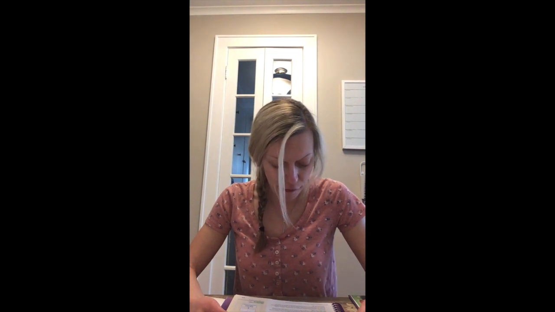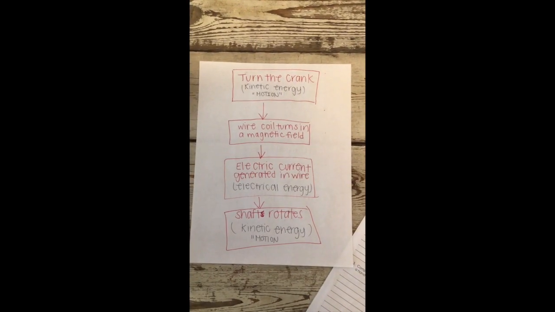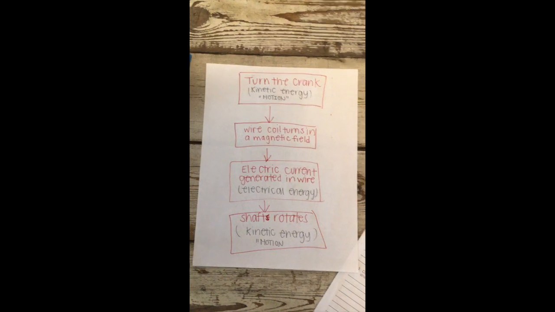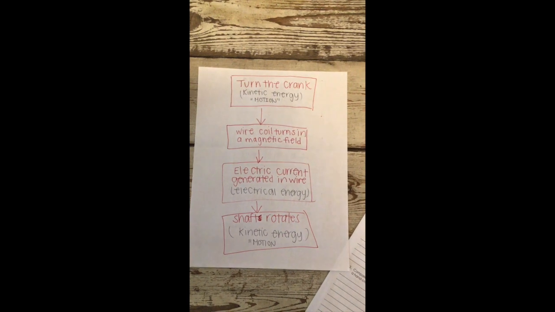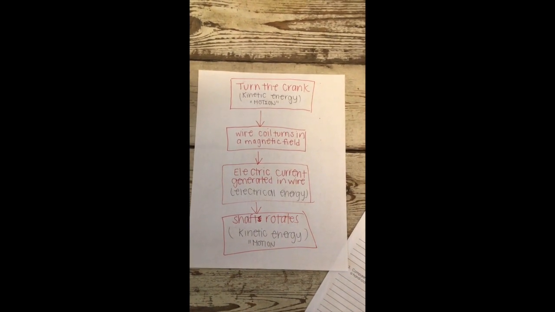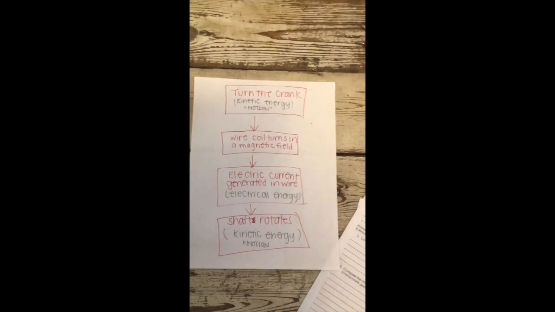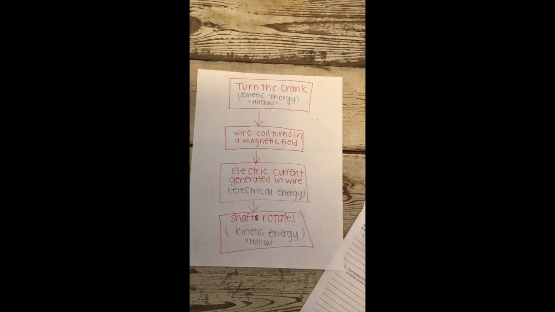Generators used during power outages at campsites and for motor homes are often powered not by a hand crank, but by engines producing kinetic energy that are in turn fueled by gasoline, which is a form of potential energy. So hand crank generators do not use potential energy, but actual generators do when they have a fuel source, such as gasoline. So here's what is happening in a hand crank generator. We turn the crank, which is the kinetic energy, the energy of motion. The wire coil turns into a magnetic field. The electric current generated in wire is the electrical energy. And then when the shaft rotates, it's kinetic energy.